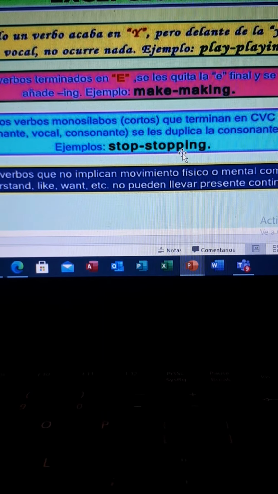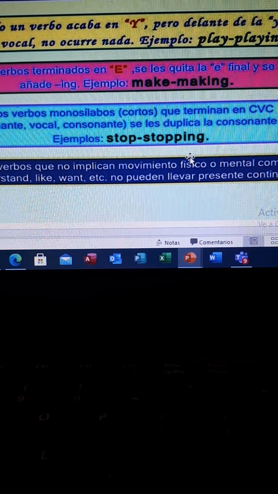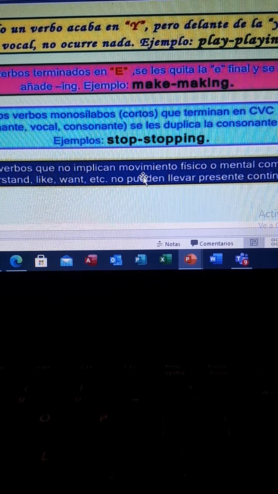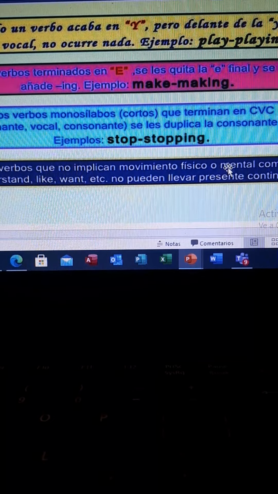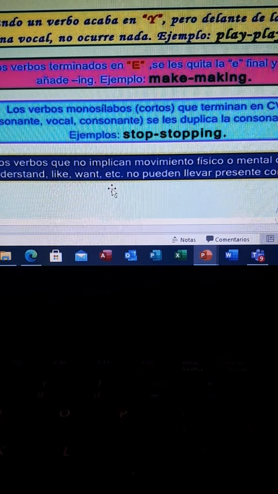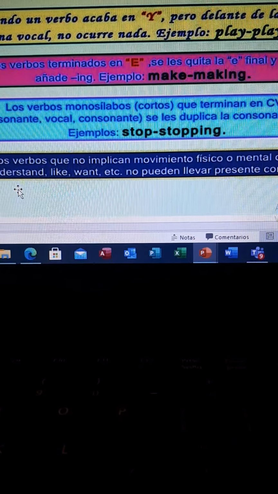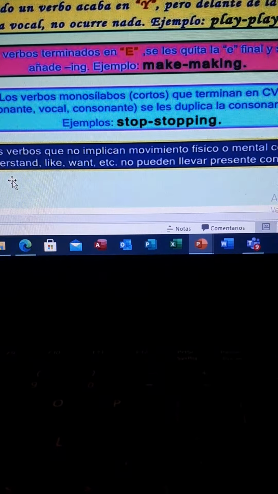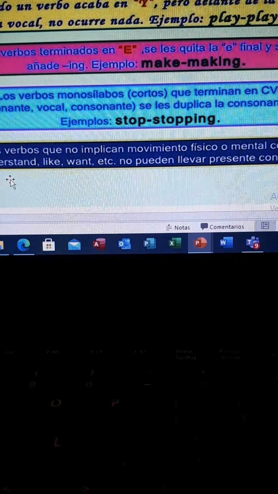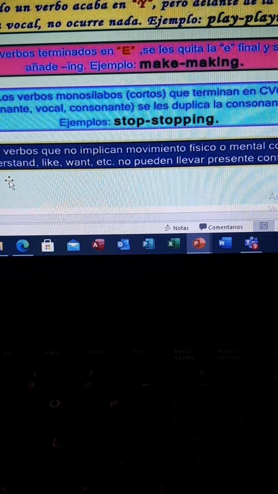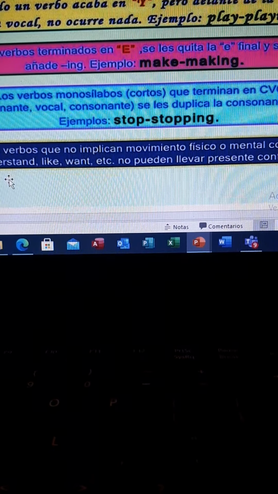And just on the actions that are with a specific movement. For actions of a mental situation, for example, understand, like, want, we can't add ing. It's not correct. Maybe sometimes you can hear understanding, but it's not correct to say understanding, okay? Or liking, it's not correct, okay?